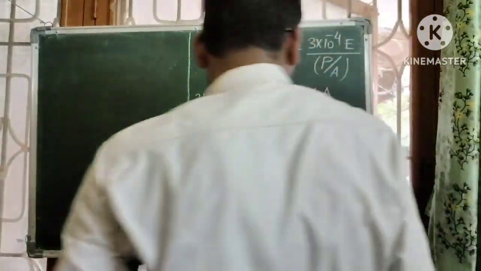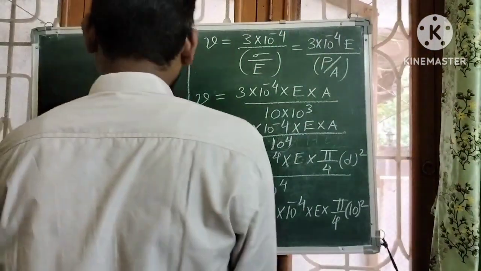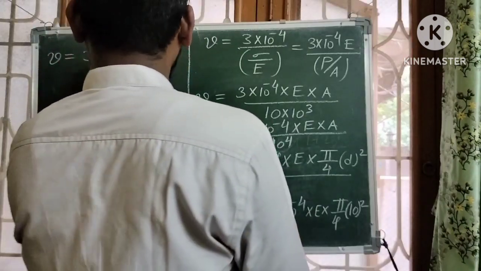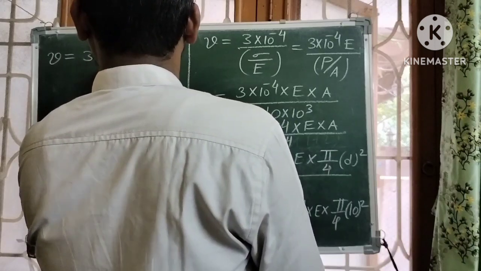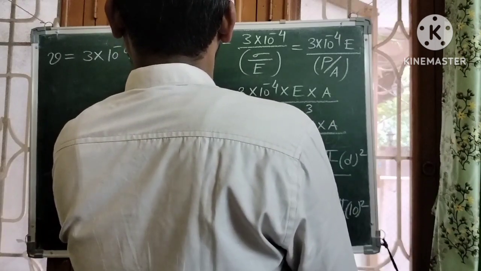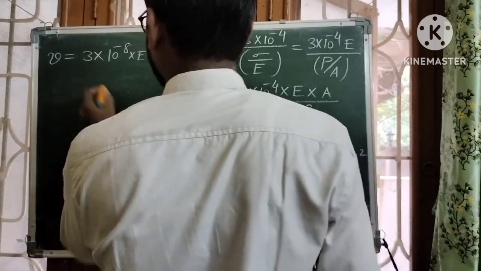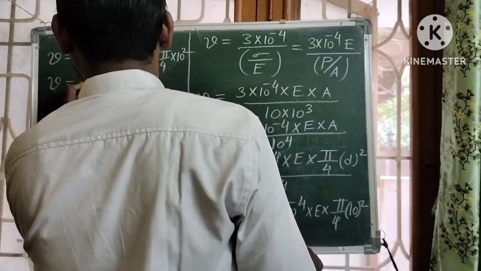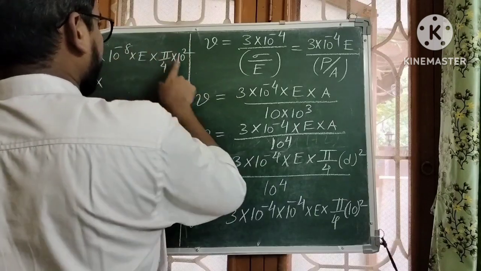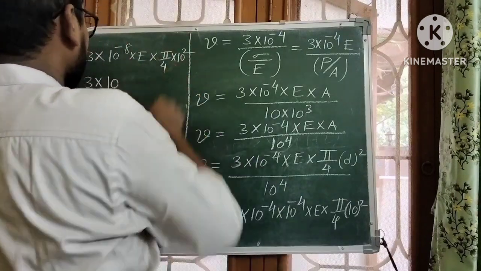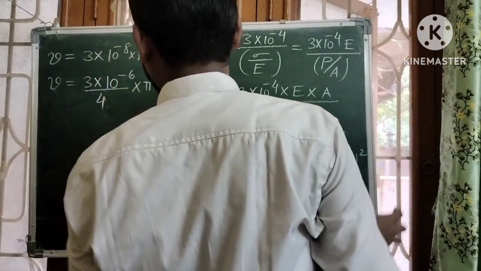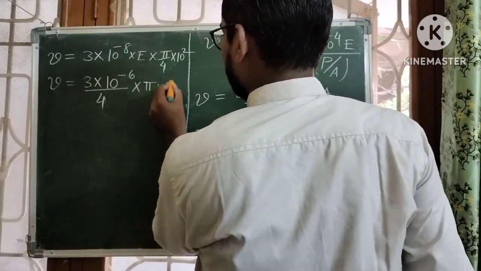Finally, you will get mu is equal to 3 into 10 to the power of minus 4 into 10 to the power of minus 4, which is 10 to the power of minus 8, into E into pi by 4 into 10 squared, which is 100. Or you can write 10 squared directly here. So mu is equal to 3 into 10 to the power of minus 8 into 10 squared. Using a to the power m into a to the power n equals a to the power m plus n, minus 8 plus 2 is minus 6, by 4 into pi, into E.